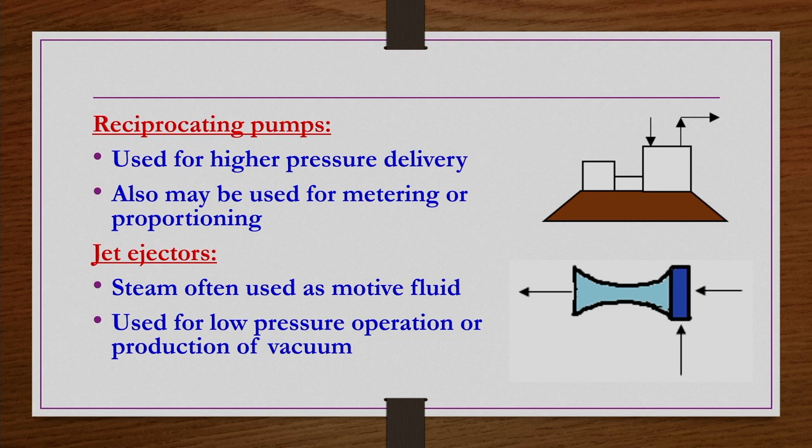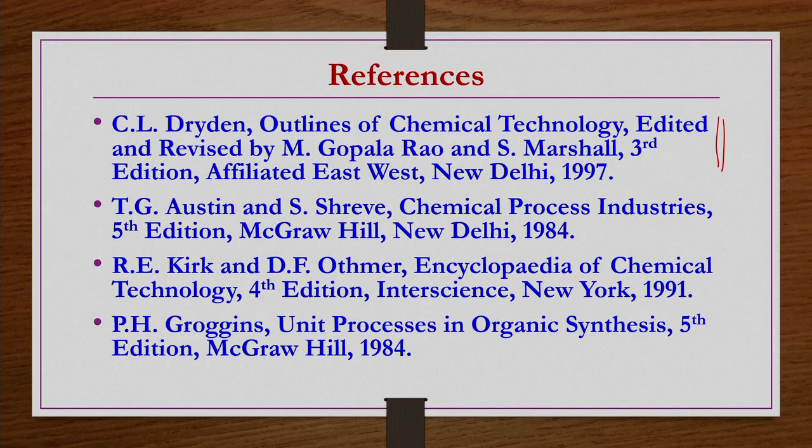In the next class, we are going to see a few more unit operations which are very common in chemical plants. Okay, the references for this particular lecture are provided here. However, most of them you can find in this particular book, Outlines of Chemical Technology by Dryden.